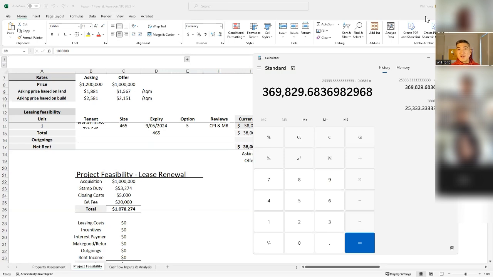So maybe you had a valuation from day one, and then maybe a month later, there's a new tenant that's come in, and this is still within the settlement period. You can order another valuation.